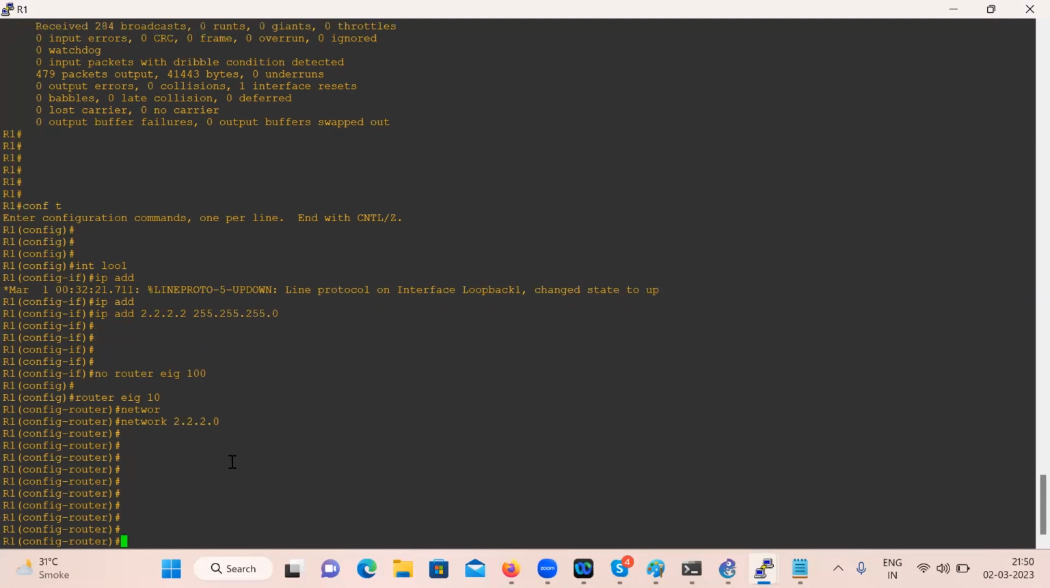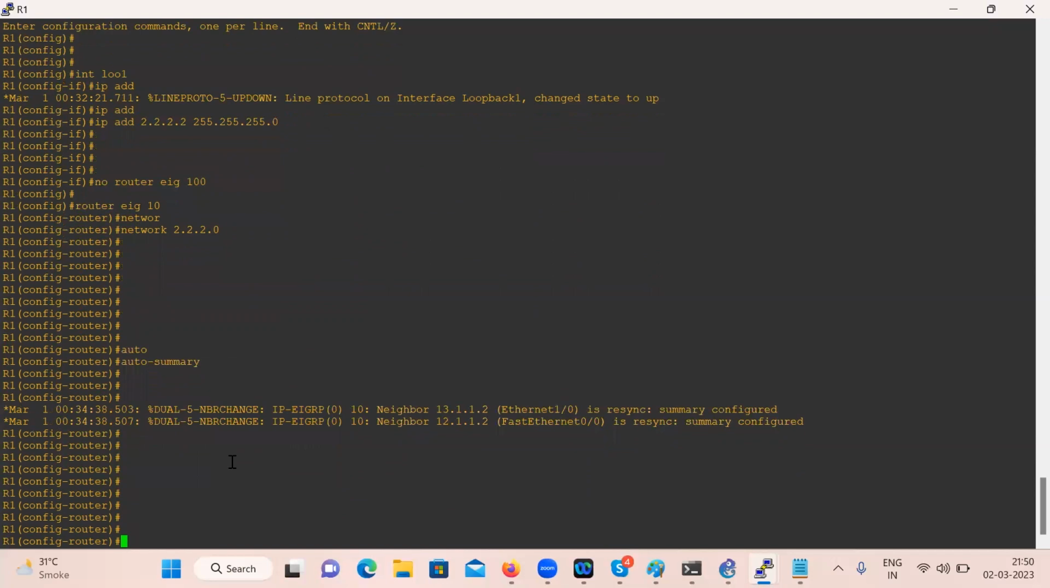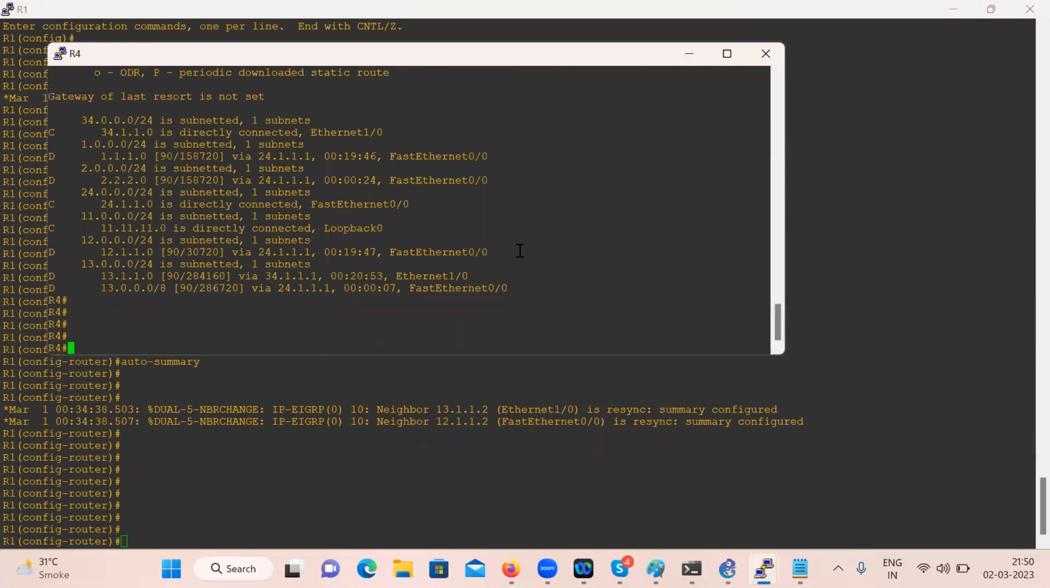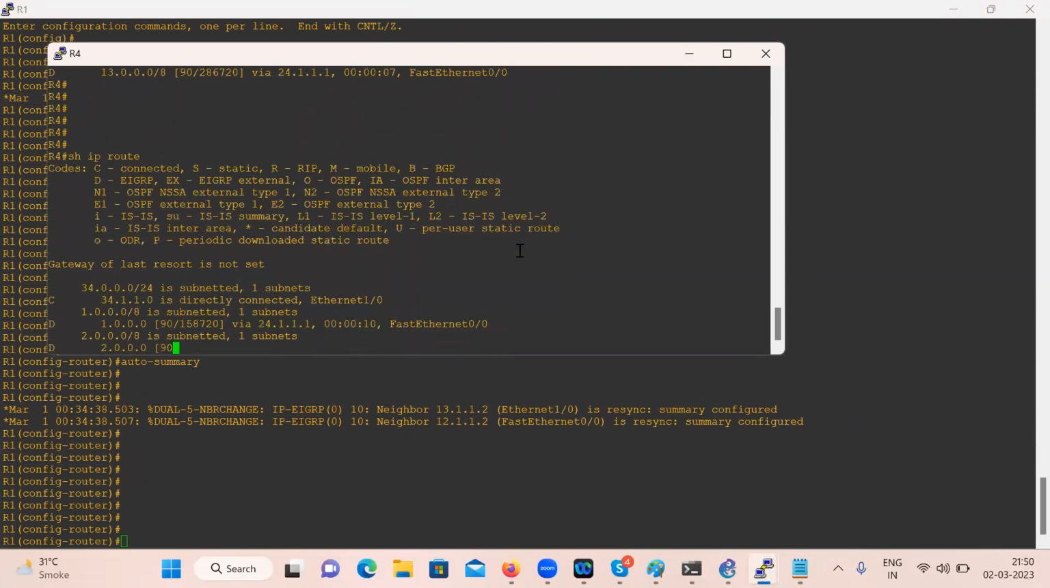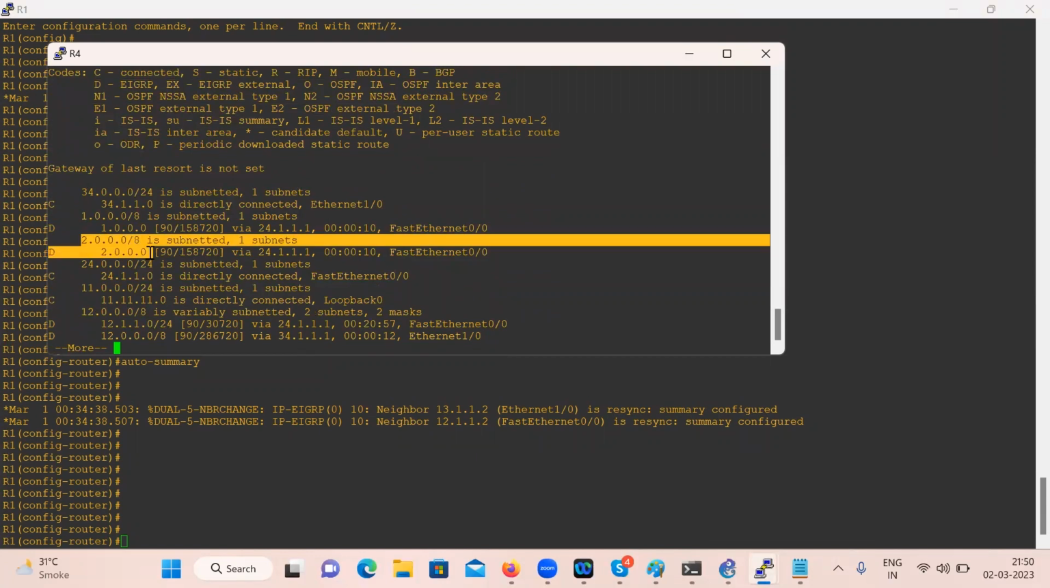Now if you say auto-summary, then it will take the Class A subnet. Yes, /8. This is the difference between auto-summarization and no auto-summary.